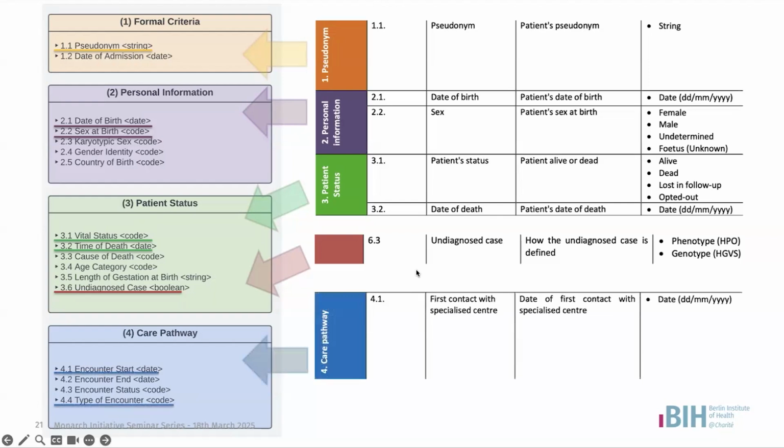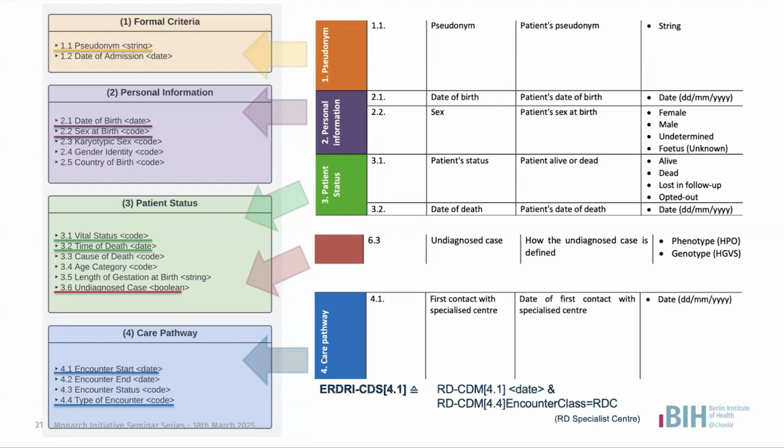The care pathway, for example, here's a difficulty: the European Rare Disease common data set was not defined well enough, in that it says first contact with specialized center. However, we had to split this, of course, because on the one hand it's a date, on the other hand it's the type of encounter. So in our data model, this element is then the combination of 4.1 and 4.4.